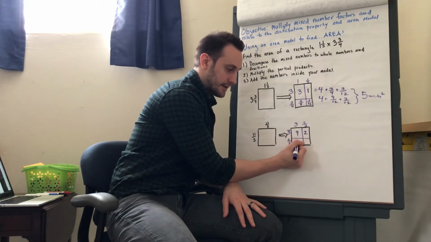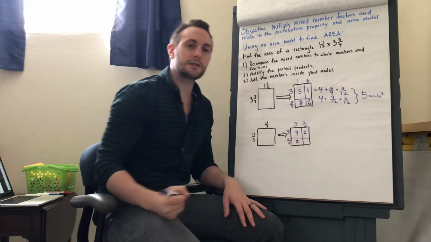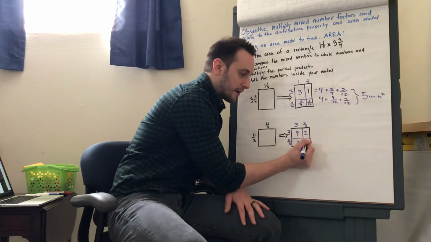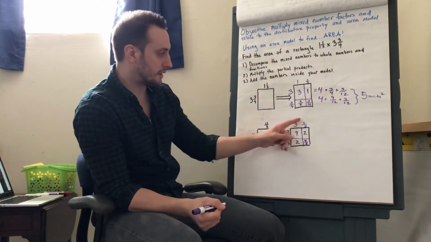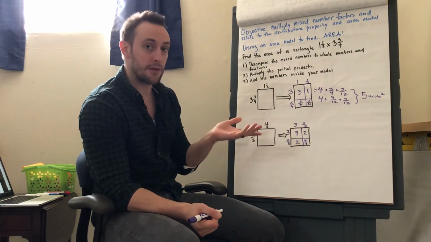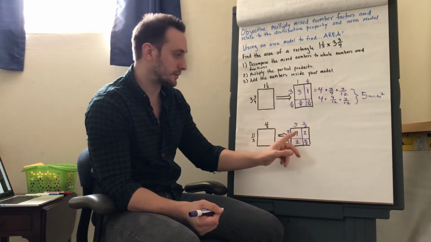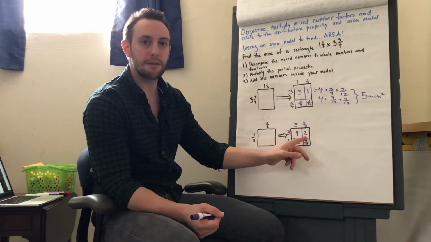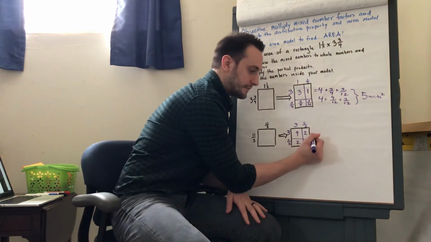This is the same answer. And then 2/3 times 2/3 is going to be 4/9, because 2 times 2 is 4, 3 times 3 is 9. So let's go ahead and add up all the partial products. Start with the whole numbers. So 9 plus 2 is 11, plus 2 is 13.